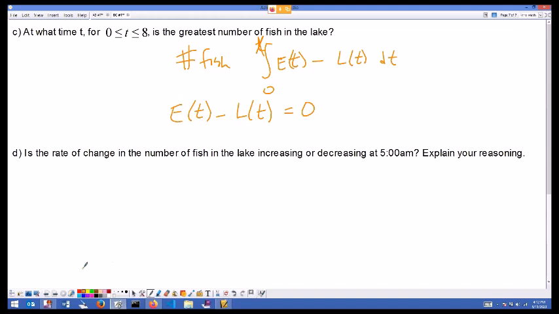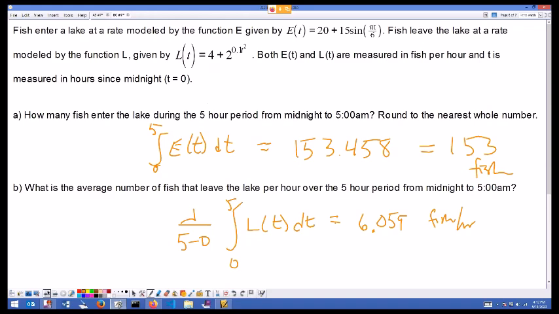Could you show the functions if possible? Yeah. Thank you. Wait, why do we take an integral in C? Why don't we just do E of t minus L of t?